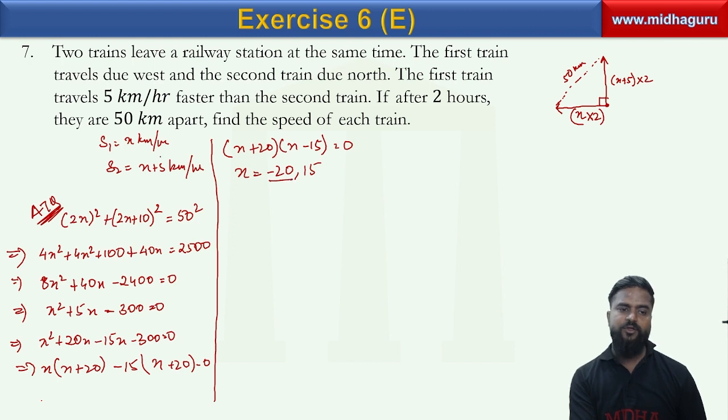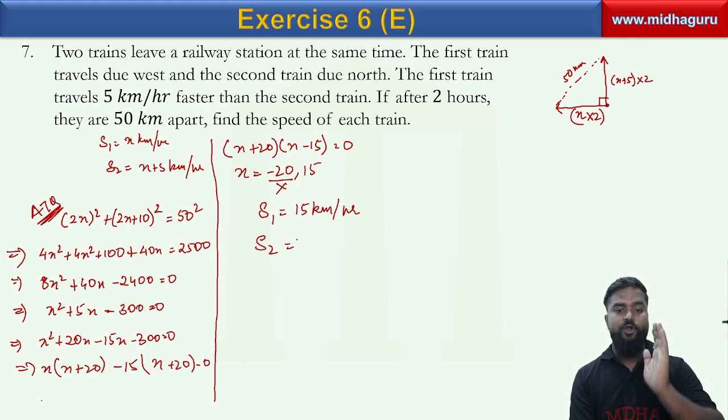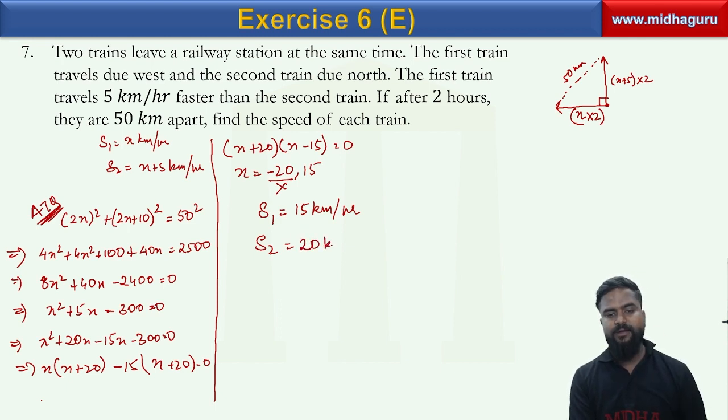Now since we took x to be a speed, it cannot be negative. So the speed of the first train, that is the train traveling due west, is 15 kilometers per hour. And the speed of the train traveling due north is 15 plus 5, which will be 20 kilometers per hour. So now let's move on to the next question.